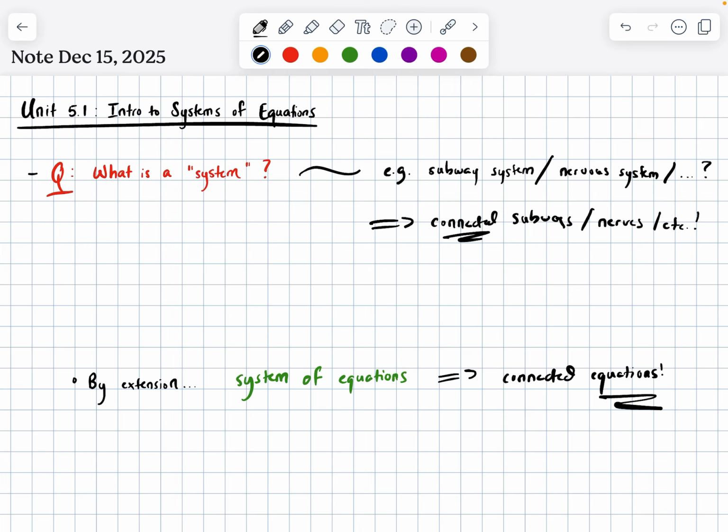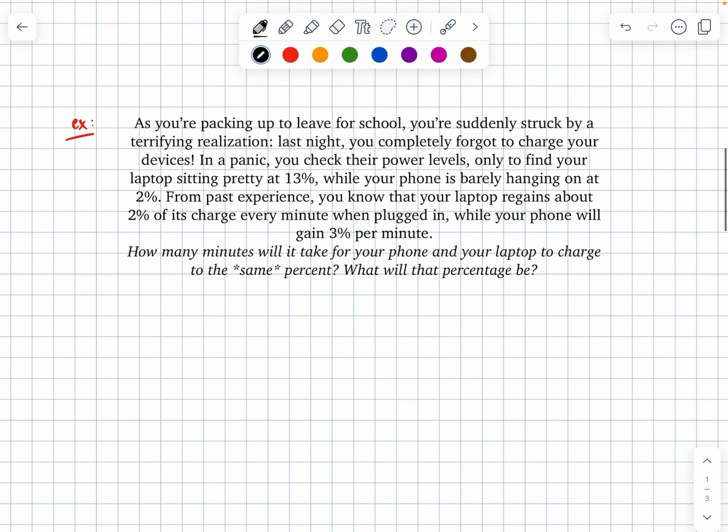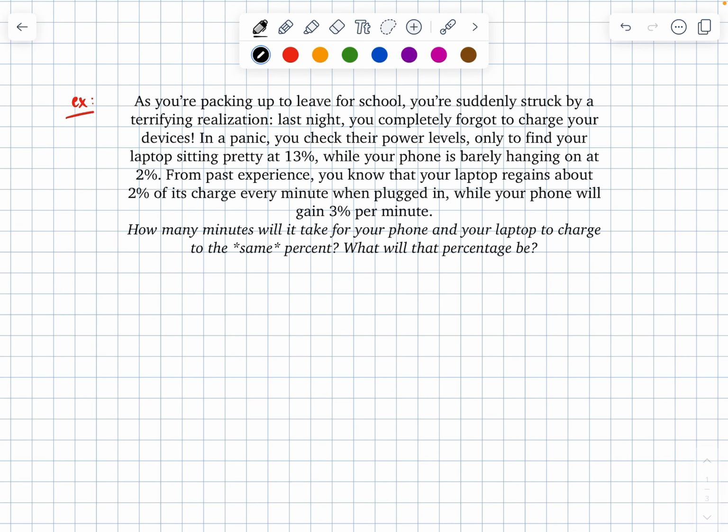To motivate this idea, let's try an example. So, let's take a gander at this guy. As you're packing up to leave for school, you're suddenly struck by a terrifying realization. Last night, you completely forgot to charge your devices. In a panic, you check their power levels only to find your laptop sitting pretty at 13%, while your phone is barely hanging on at 2%.